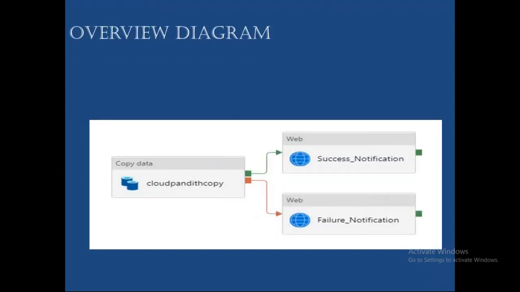This is the overview diagram, friends. First my copy activity will execute. If the copy activity is successfully executed, this particular web activity will be called. If the copy activity fails, this particular web activity will be called. See, this is the failure notification, this is the success notification. Understood?